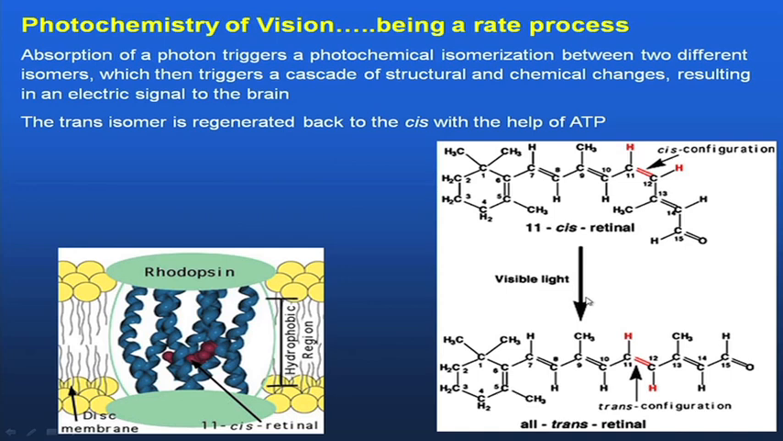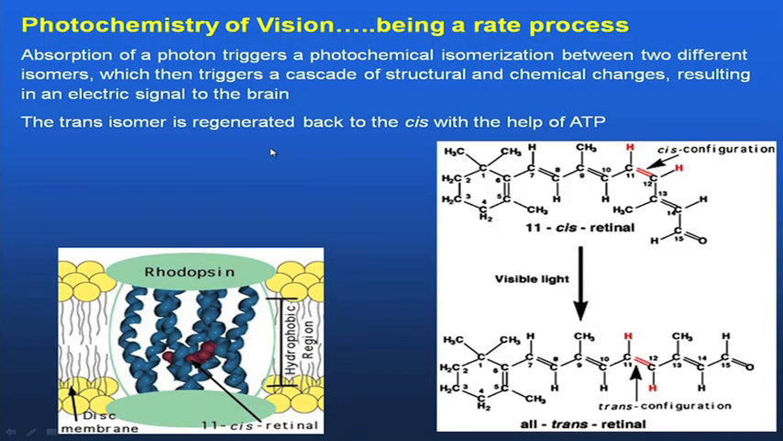It does not happen in ultraviolet, or maybe it may happen, but that will damage other components inside the eyes, and it does not happen with infrared light. That is why we do not see at night time, but a dog or cat can see, they might have some different option. The trans isomer is regenerated back to the cis with the help of ATP.